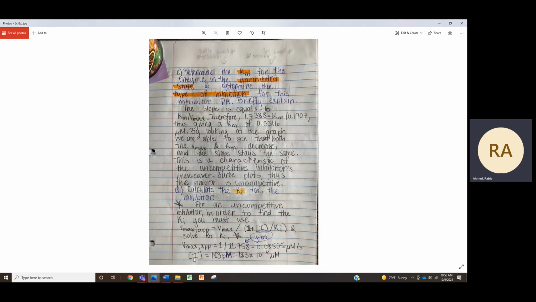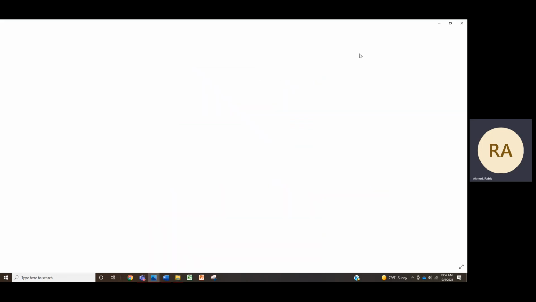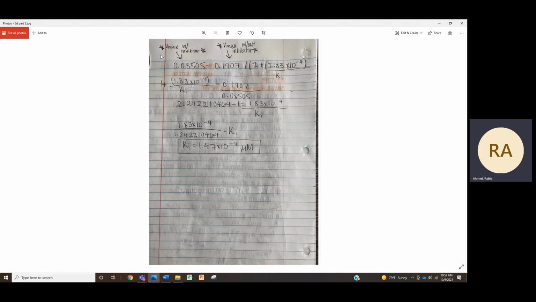We know that 11.758 is our y-intercept for the inhibited line on the Lineweaver-Burk plot. Then we have to plug in the concentration of our inhibitor, which is 183 picomolar, and convert it into micromolar, which is times 10 to the negative fourth. Remember, 1 molar is 1 times 10 to the 6 micromolar, and 1 picomolar is 1 times 10 to the negative 12 molar. So it's just a unit conversion. And then I will flip to 5D to continue this question.